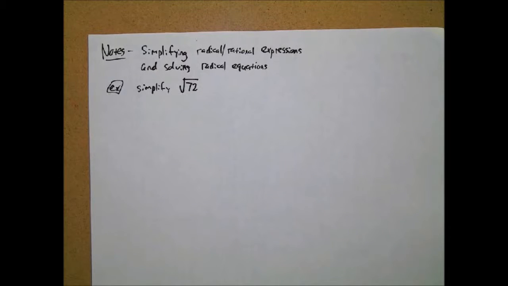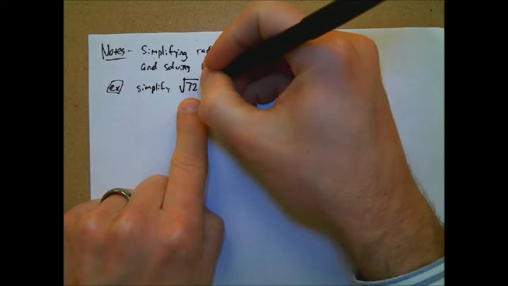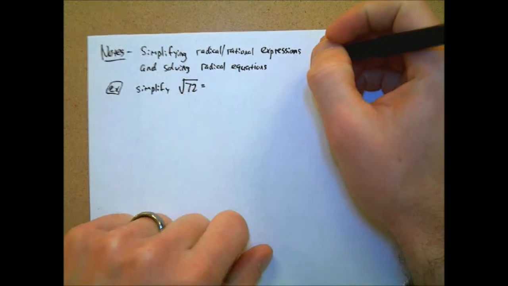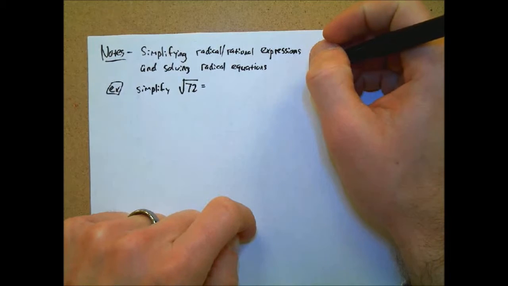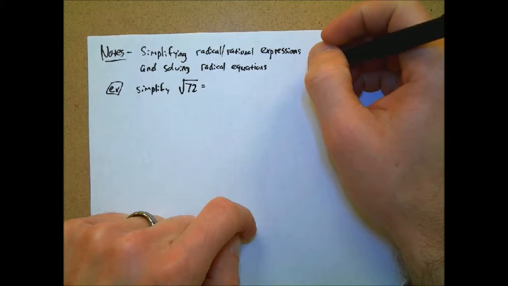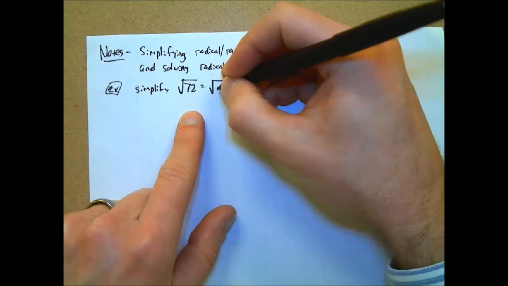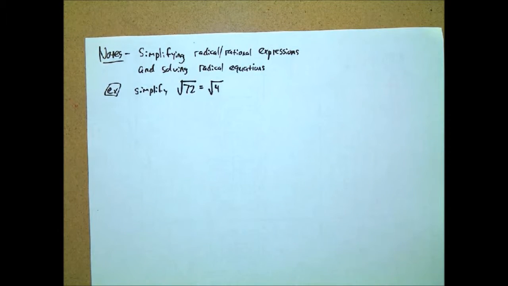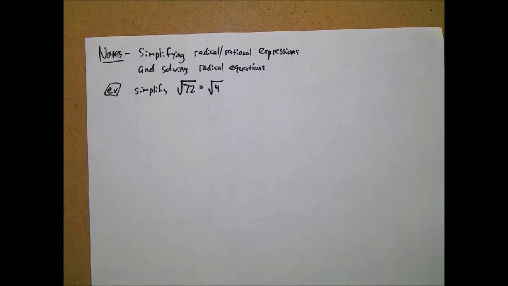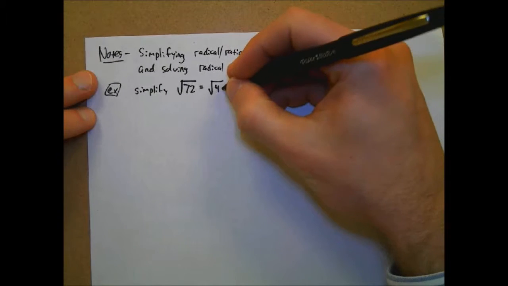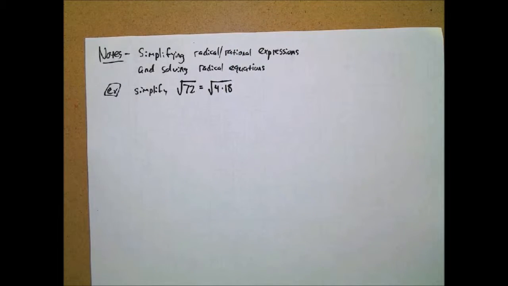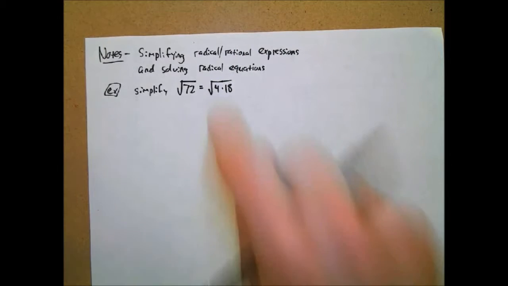Instead, we look for perfect squares that divide 72. So can anyone think of a perfect square that divides 72? Four? Let's try 4. Okay, I hear 4 from Braylon there. So yes, 4 divides 72, and 72 is 4 times 18. So when I have root 72, I could equivalently write the square root of 4 times 18.